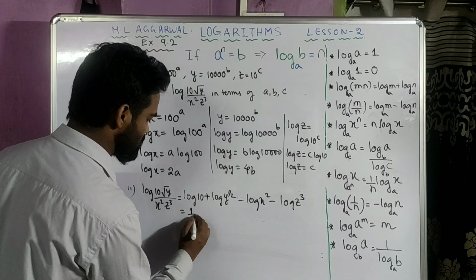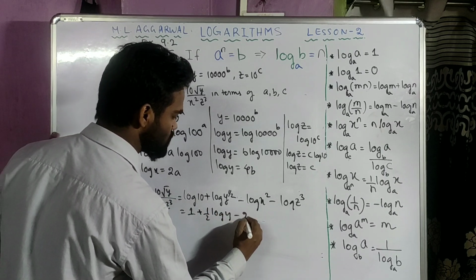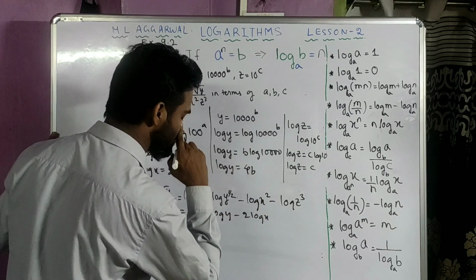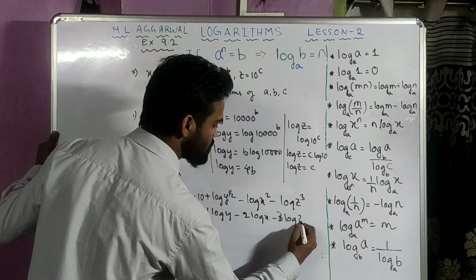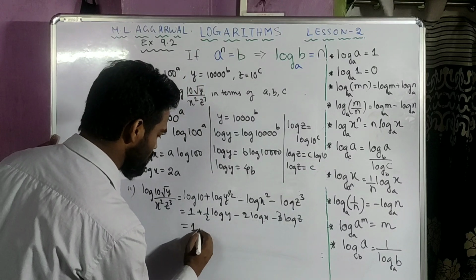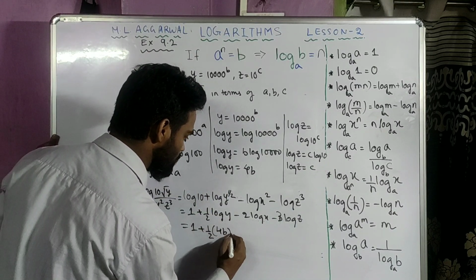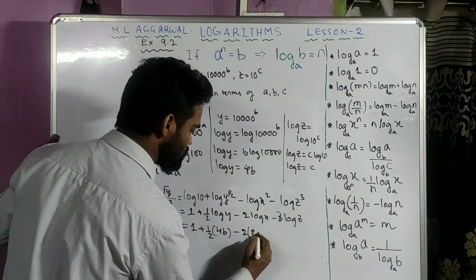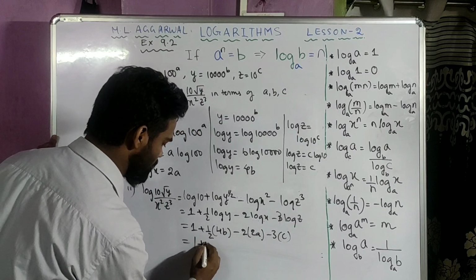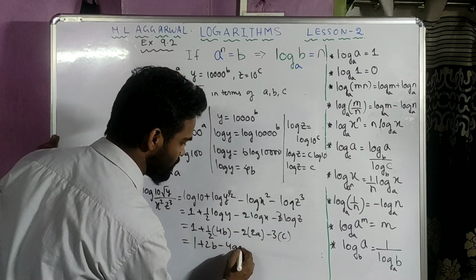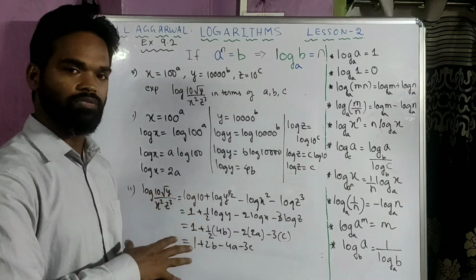Log 10 is 1, plus half log y, minus 2 log x, the power comes in front, minus 3 log z. Now we know the values. 1 plus half. Log y is how much? 4b, minus 2. Log x is 2a, minus 3. And this is c. So we get 1 plus 2b minus 4a minus 3c. Clear? You can pause the video and see the sum.